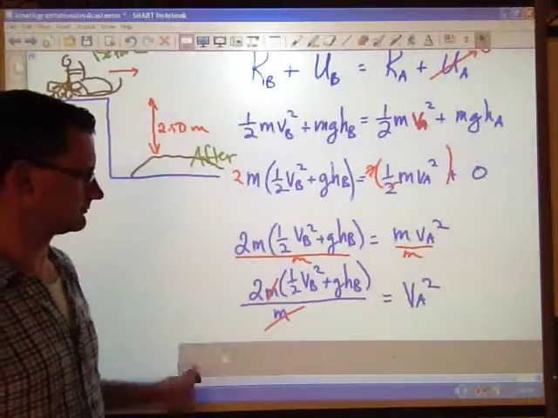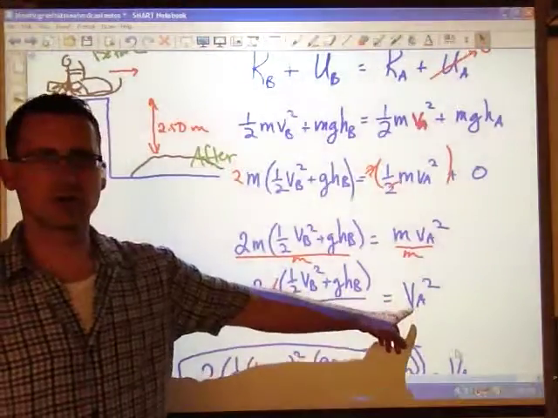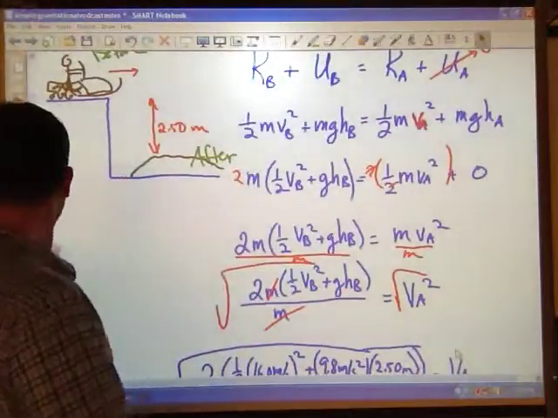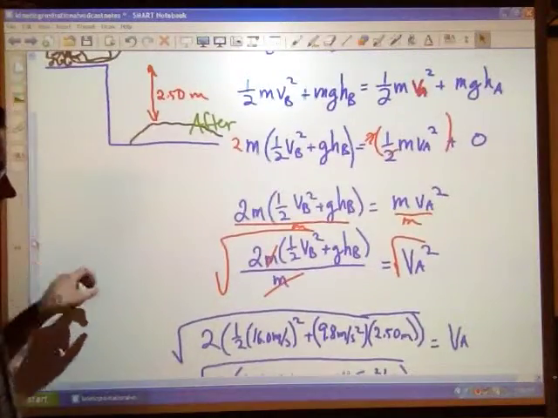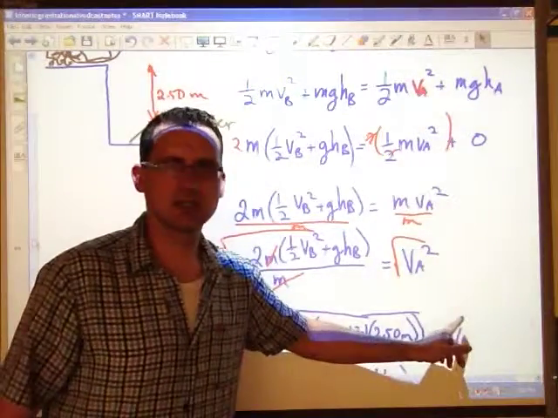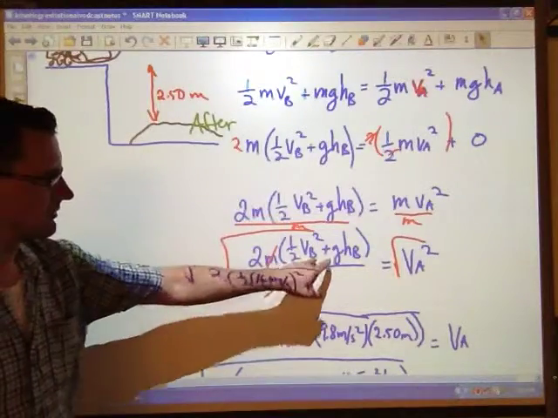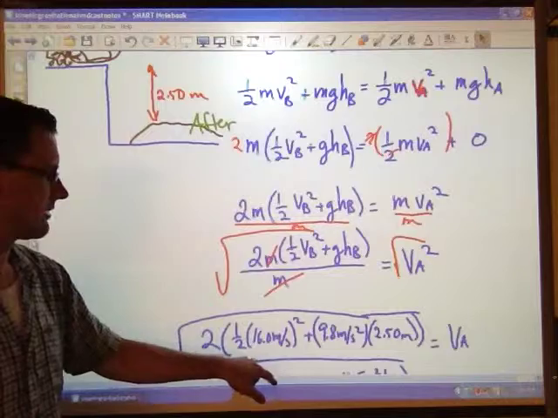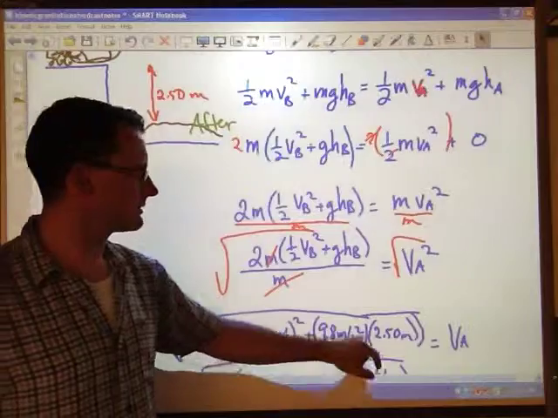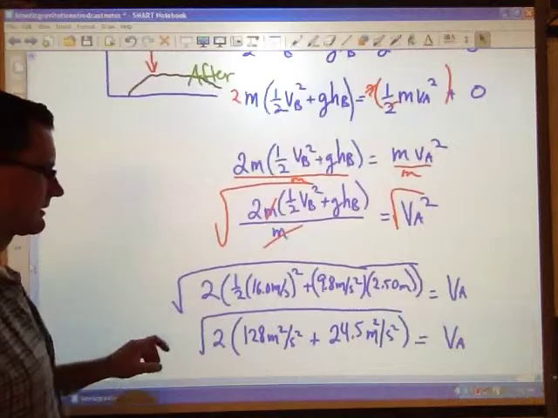So I have my final equation. I'm very close here. One final thing. Square root of each side to get rid of that. Square root. And I end up with this equation. So the m is gone, I have nothing on the denominator. Square root of v after squared is v after. Square root of 2 multiplied by this binomial inside the brackets, 1/2 times the speed squared, plus gravity multiplied by the height, 2.5.